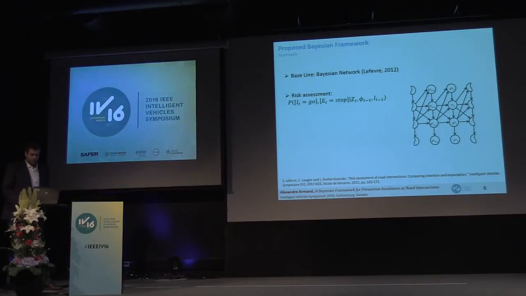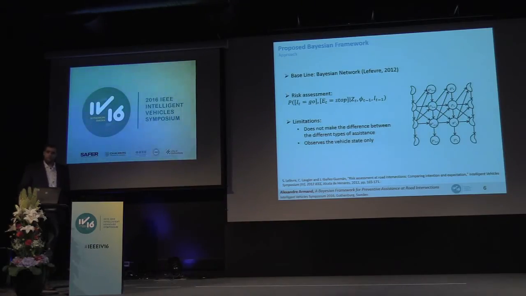So that works well. However, there are some limitations with respect to our problem. The first one is that it does not make the difference between the different types of assistance, so it does not know the difference between a warning, an AEB and an advice, so preventive assistance. And so far it only observes the vehicle state. It does not look inside the vehicle.